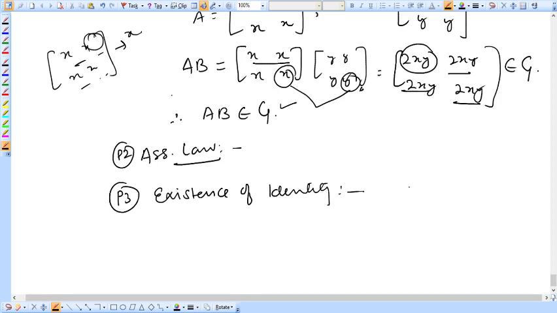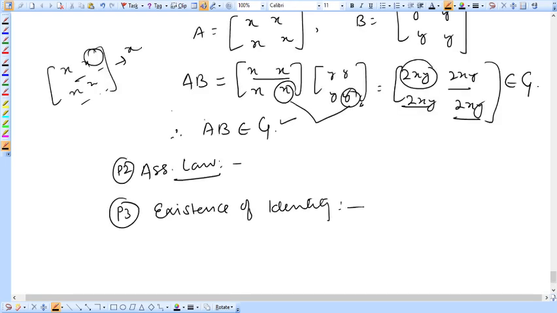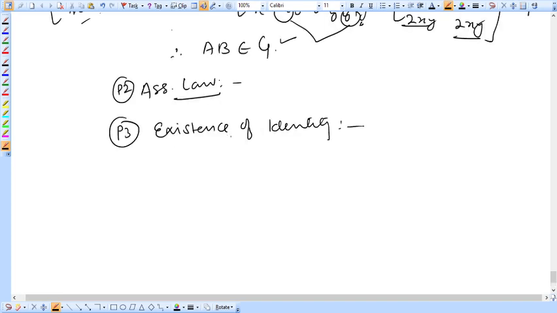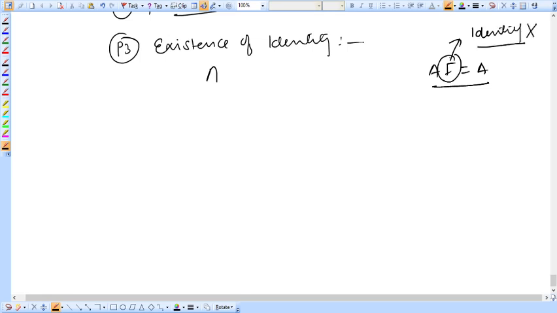यहाँ पे बहुत सारे बच्चे धोखा खा जाएंगे, ठीक है? So see here, many of you will be saying that, okay, let me write it here in rough. AI is equal to A, right? So your guess, your claim would be that I is the identity in this case. But this is not true, because see, what is I?